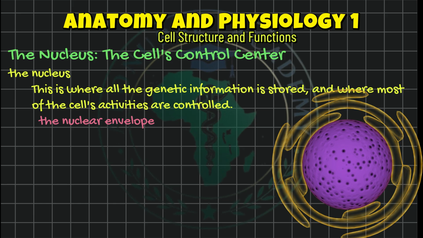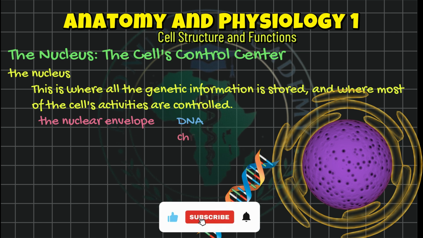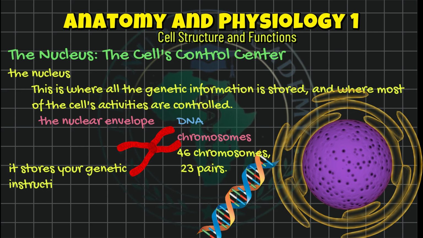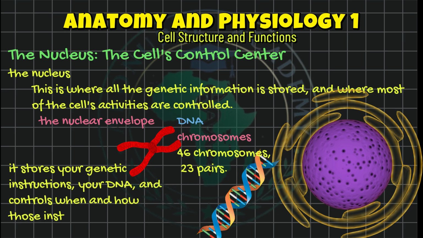Inside the nucleus, you'll find DNA wrapped around proteins. When a cell is about to divide, this DNA condenses into visible structures called chromosomes. You probably remember from biology that humans have 46 chromosomes, 23 pairs. The nucleus has one primary job. It stores your genetic instructions, your DNA, and controls when and how those instructions are used.